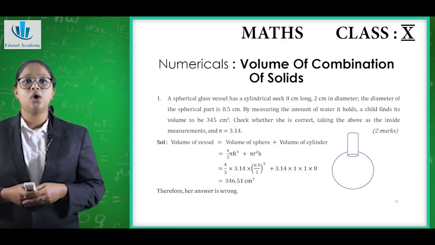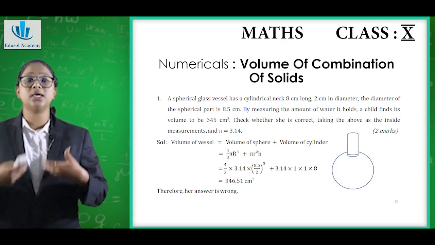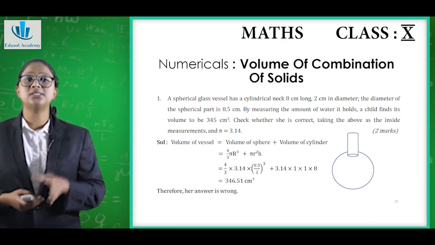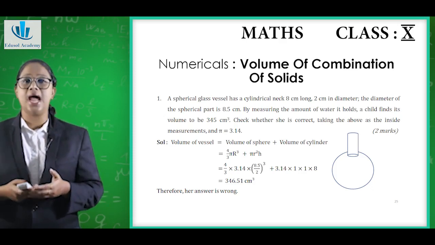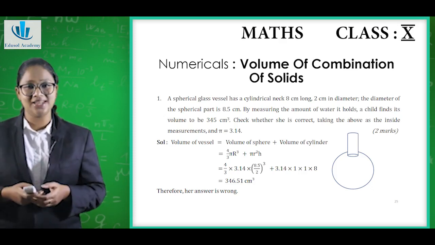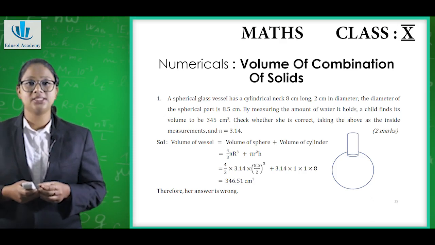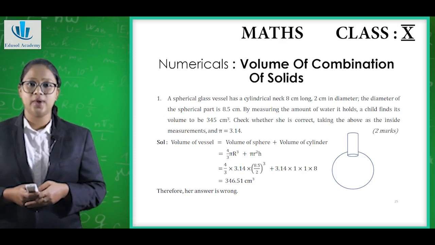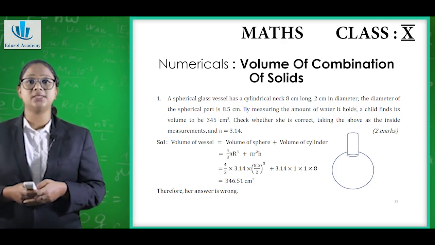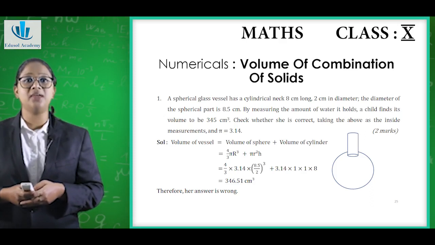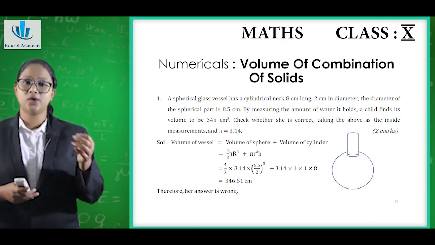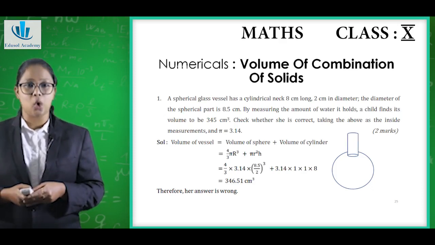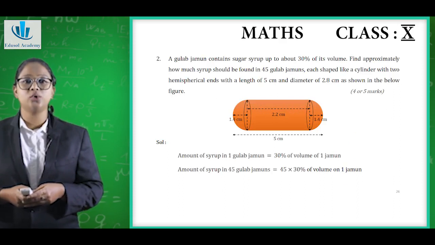They had specifically given the value for pi. Like I said earlier, all you have to do is apply the words into mathematical solutions. So clearly there is a cylinder and a sphere. So all you have to do is add the volume of sphere and the volume of cylinder. So volume of sphere is equal to 4 by 3 pi r cube, and volume of cylinder is given by pi r square h. So the answer that we get is 346.51 centimeter cube, but the child in the question got it as 345. So clearly her answer is wrong. Now we shall go to the second question.